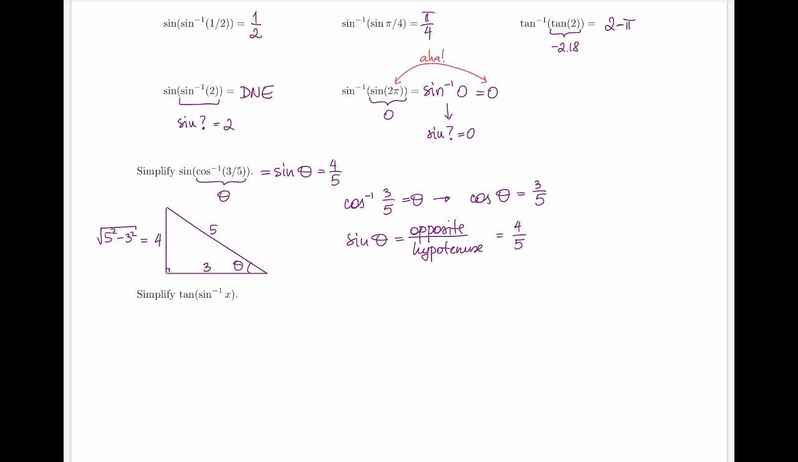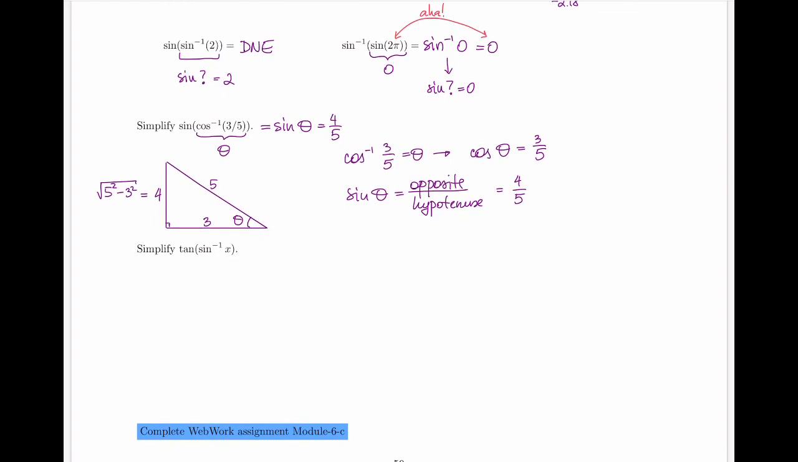For the second one, instead of drawing a triangle, I am going to use various trigonometric identities to actually get at the answer. You can always try to draw a triangle. This is simply another way to go. Okay, so I'm going to label whatever is inside here, again, with some kind of variable. So I used theta before, let me use something else here, let's call it y. So sine inverse of x is going to be y.